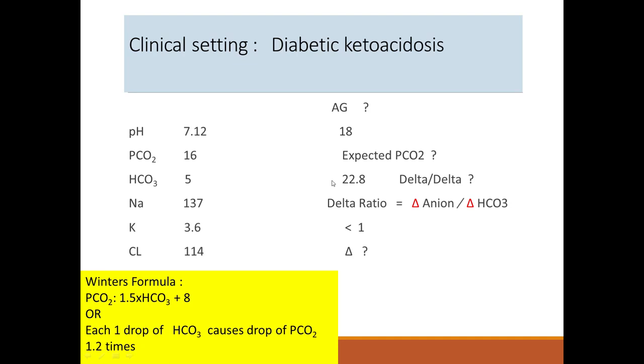Now delta delta: we know the change in the anion gap by the change in bicarbonate is less than 1. And when we encounter a delta less than 1, it becomes high anion gap metabolic acidosis along with normal anion gap metabolic acidosis. Hope this makes it clear, and I can explain further in the subsequent scenarios.